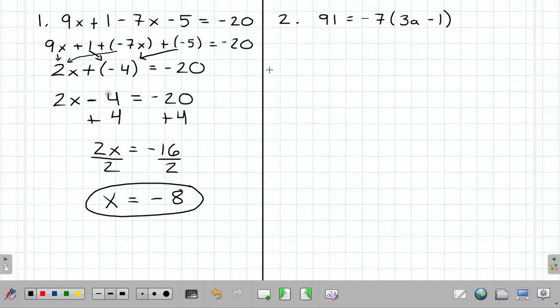Okay, number 2, in this case, as I said in the introduction, we have to distribute here because we see parentheses, and what's going on with the parentheses? Well, we've got negative 7 times 3a minus 1. So we've got negative 7 times some stuff in the parentheses here. So that indicates to us the distributive property. But as you'll see, this example doesn't use any, we don't have to do any combining of like terms, okay?